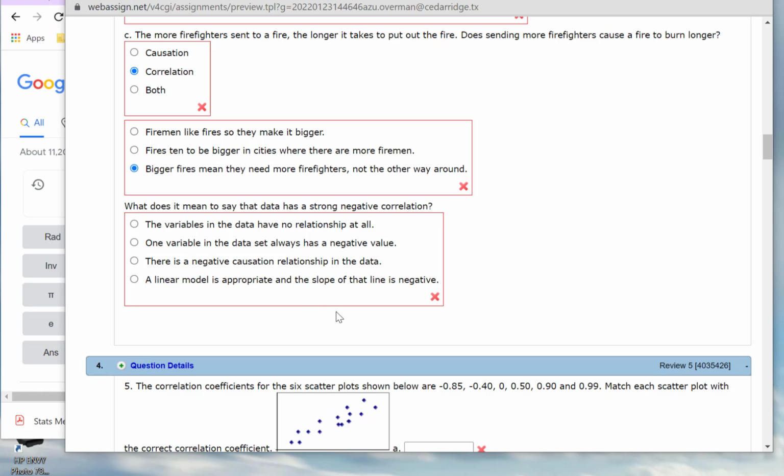What does it mean to say that data has a strong negative correlation? The variables in the data have no relationship at all? No, they do. It doesn't mean they're both negative. There is a negative causation relation? Well, it doesn't mean there's negative causation. It just means a linear model is appropriate and the slope of that line is negative.